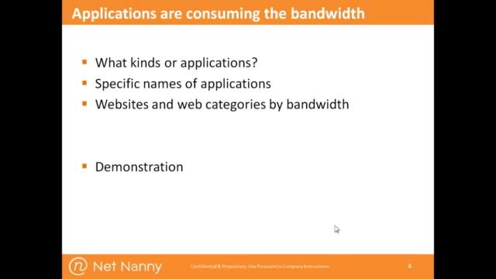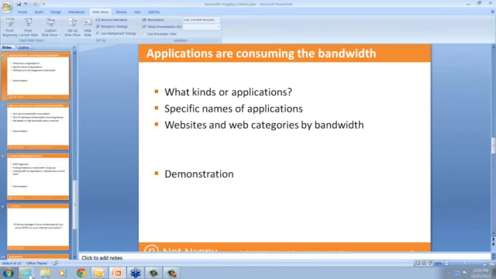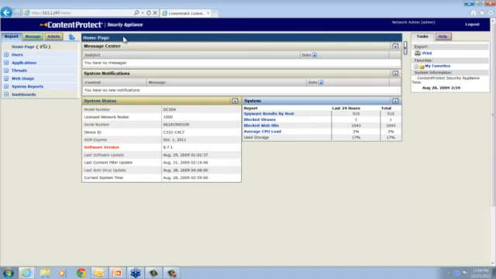I'm going to try here to show you three things: what kinds of applications, what actually the specific names are of these apps, and then look at websites and web categories by bandwidth as well. And to do this, I'm actually going to jump into a sample appliance here on our network and show you how to do this. So this here is a sample appliance on our network, similar to the ones all of you use. I'm logging into the web console, and to get this information, it's really easy.